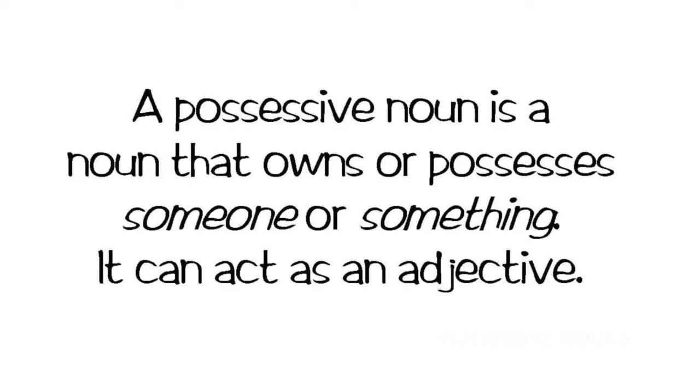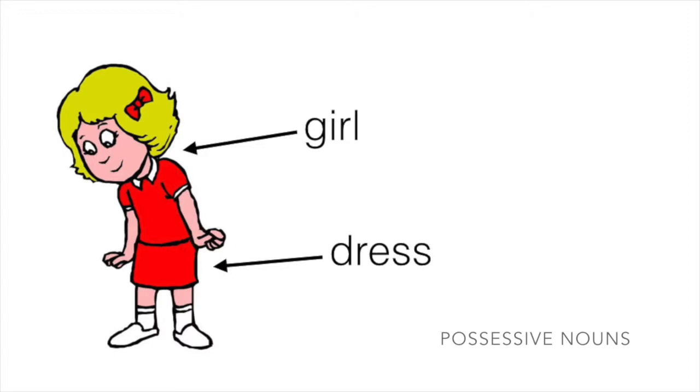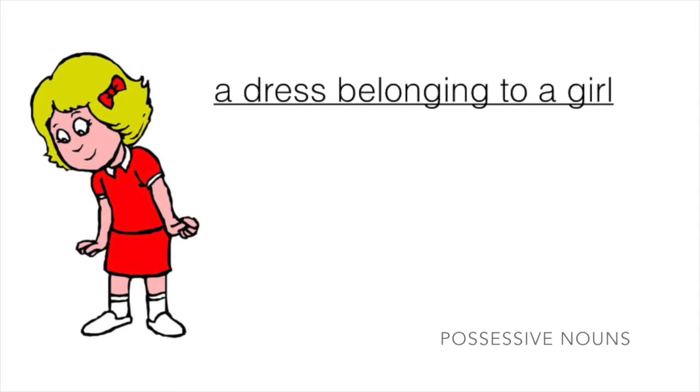A possessive noun is a noun that owns or possesses someone or something. It can act as an adjective. So let's look at an example. Here's a picture of a girl. Notice her red dress. Well, since the girl is wearing this dress, we're going to assume that she owns the dress. So what can we call a dress belonging to a girl?